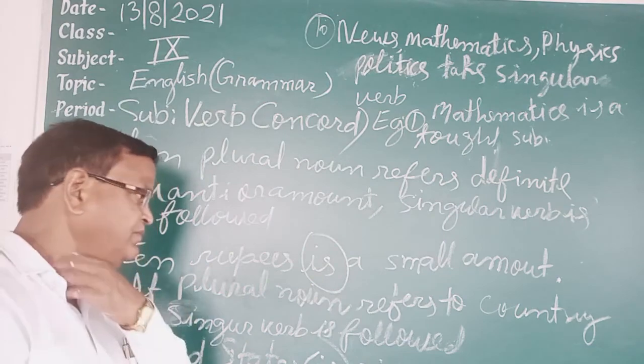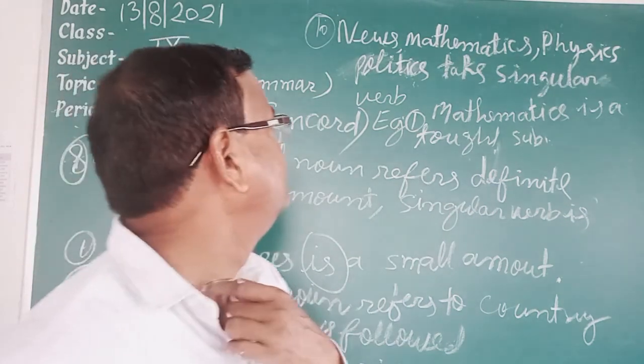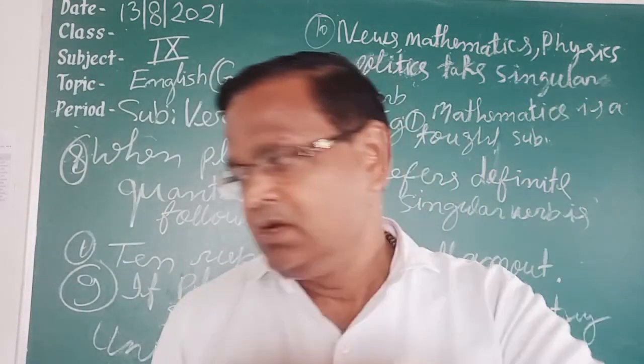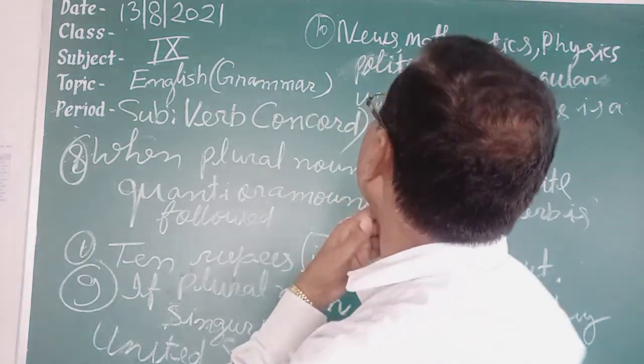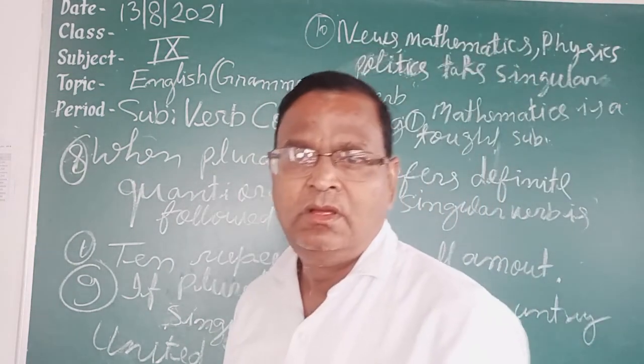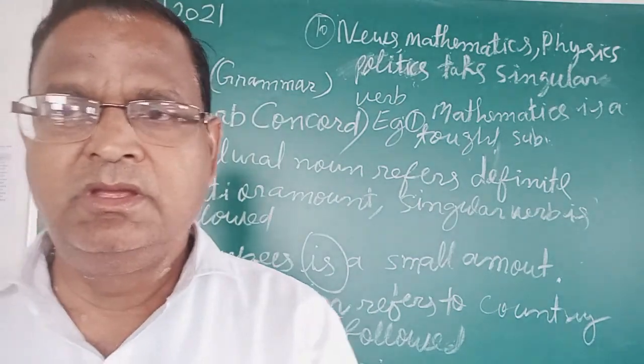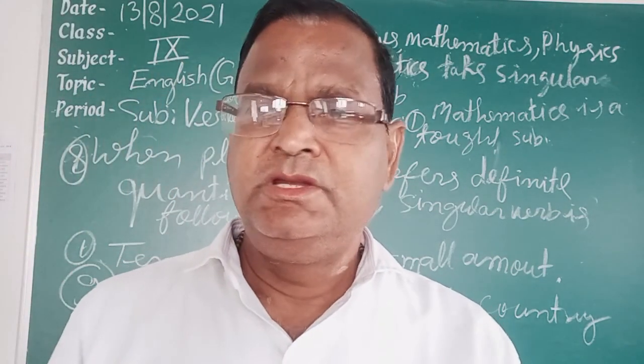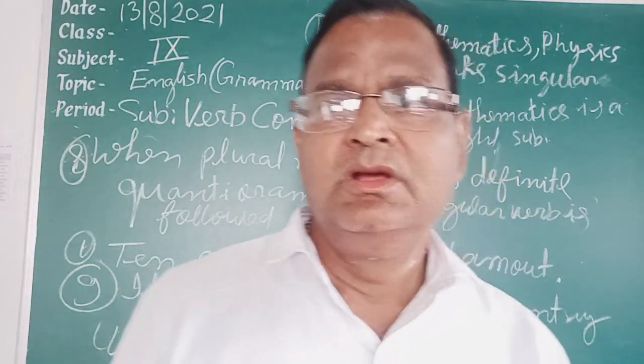Now students, in this way I have told you the rules of verb concurrence, agreement, and you have to write these rules in your fair copy. Further I will teach you. It is completed, students, and you should write it in your fair copy.